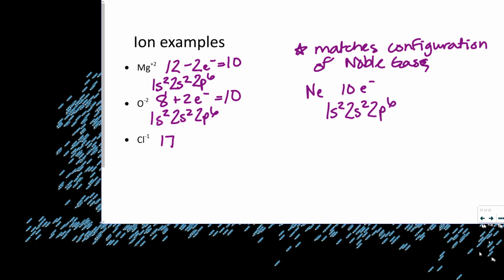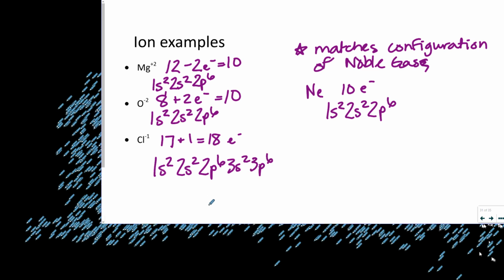Since there's a -1 charge, that means we add 1. So that's 18 electrons, which is the same number of electrons as the noble gas closest to it, argon. And if we write out our electron configuration, it's 1s2, 2s2, 2p6, 3s2, 3p6. And whenever you have things like magnesium, neon, and oxygen that have the same electron configuration, we refer to these as isoelectronic.